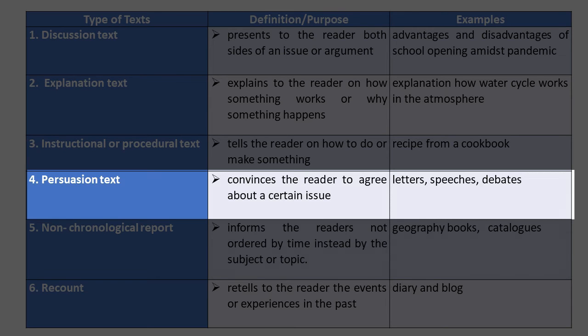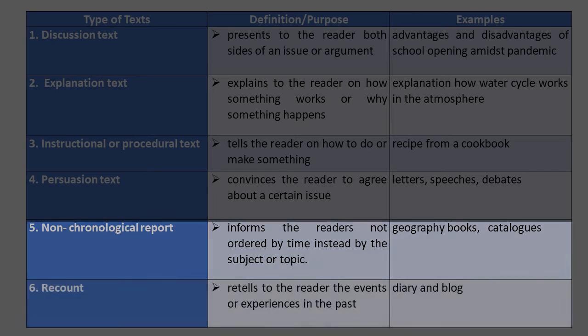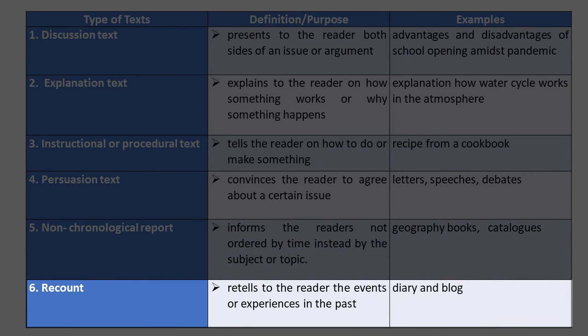Next is a non-chronological text that informs the reader, not ordered by time, instead by the subject or topic. Some of these examples are geography books and catalogs. The last one is the recount. It's a text that retells to the reader the events or experiences in the past. The examples are diary and blogs.